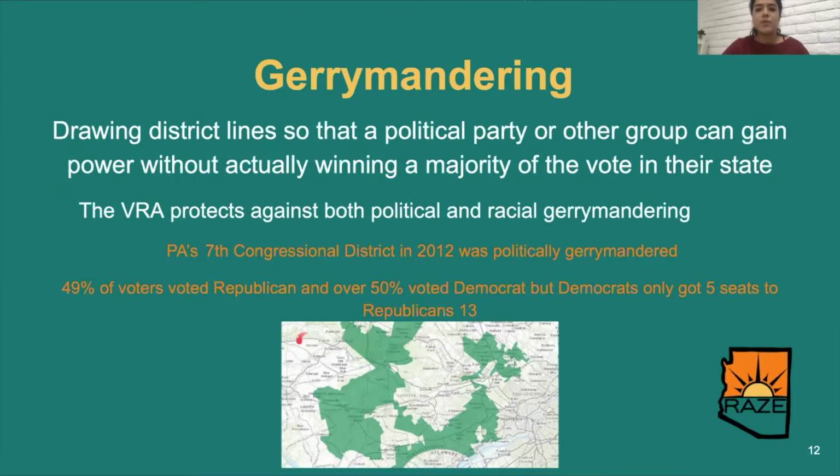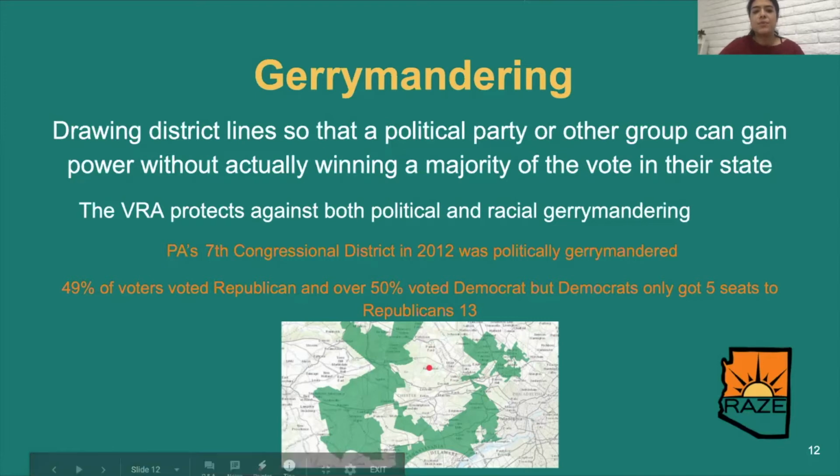So here we have an example of a gerrymandered district. This in 2012 was Pennsylvania's 7th congressional district. And this was an example of political gerrymandering. 49% of voters voted Republican and over 50% of voters voted Democrat. But out of the 18 seats, only 5 went to Democrats and 13 went to Republicans. This means that the vote was spread out and essentially cracked, so there was no majority to gain these seats.